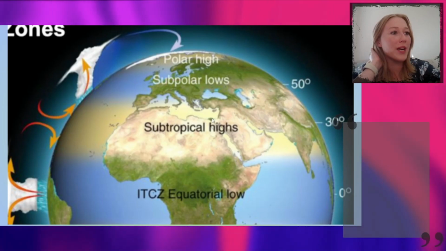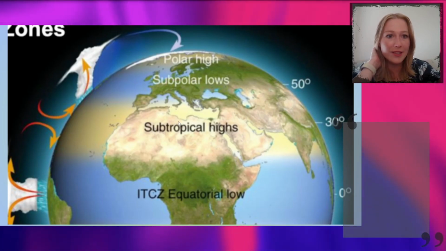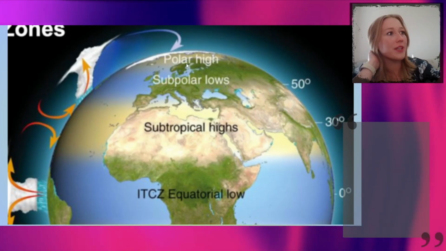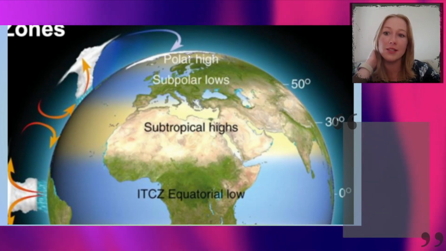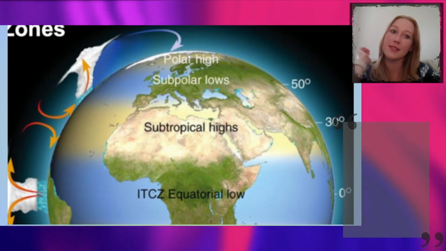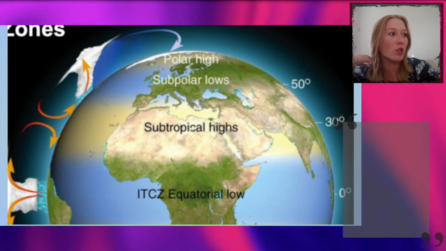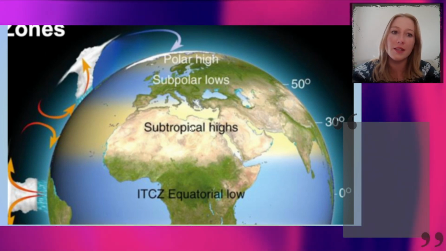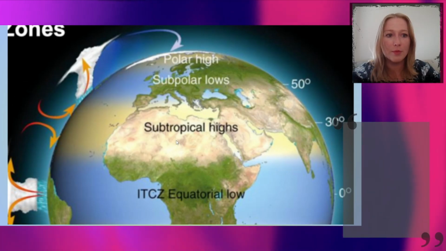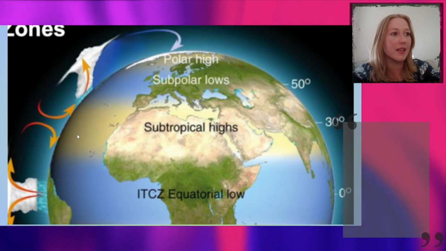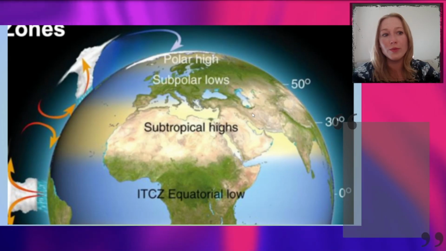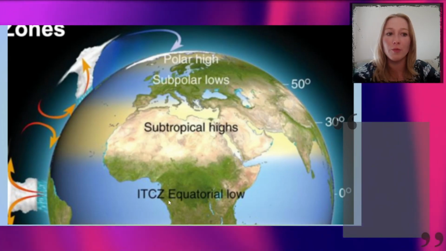That is also why, when we have our subtropical highs, it is warmer. Where we have the polar high, it exists because it's cold and the air is sinking. But where we have the subtropical highs, where the air is sinking, it heats up with adiabatic heating. And that's why these deserts are so warm, despite the fact that they're so far from the equator.